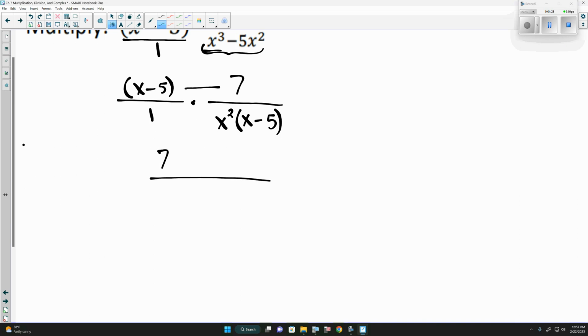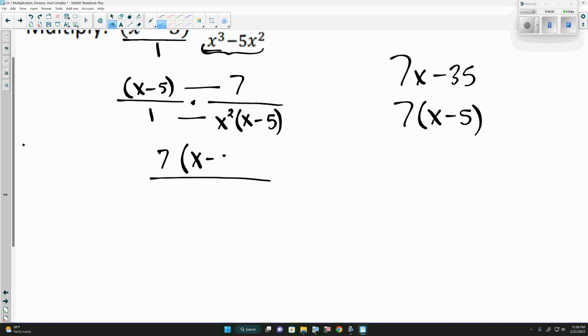Now, when we multiply straight across, we don't want to distribute. What I mean by that is multiplying the 7 times x and the 7 times negative 5. We could, but that would give us 7x minus 35. But for us to be able to simplify top and bottom, we need it factored, which means I'd have to factor the 7 back out, get back to this here, which is just easier to say this. 7 times x minus 5 over x squared times x minus 5.